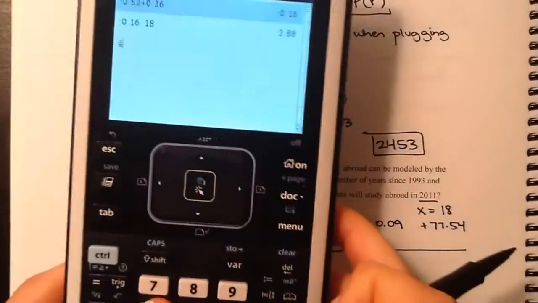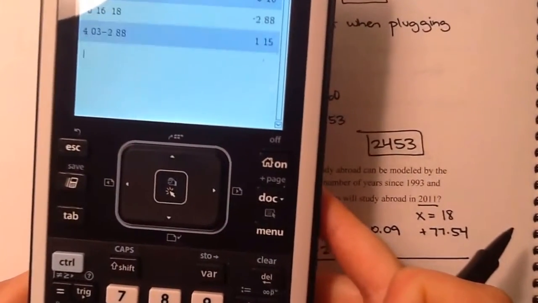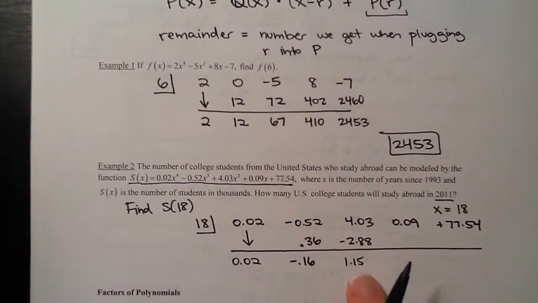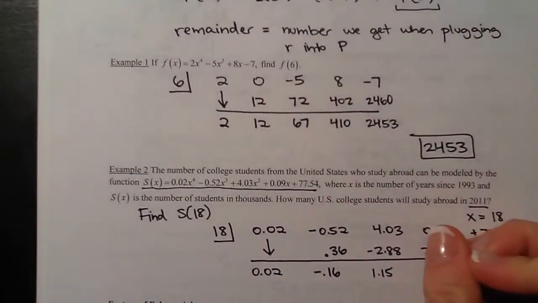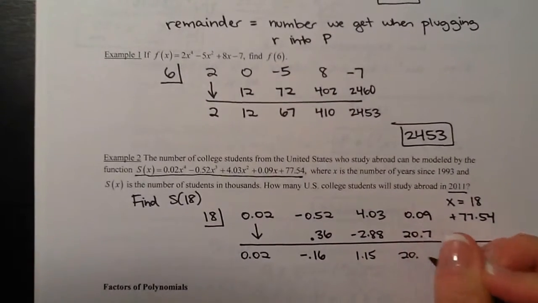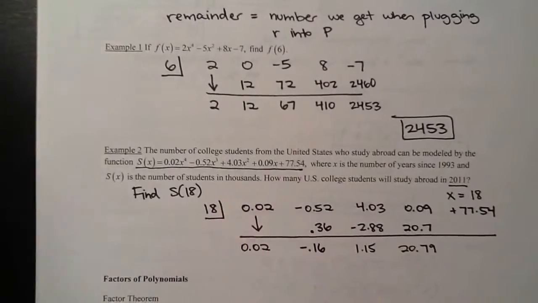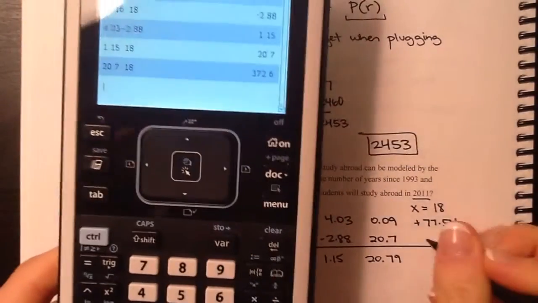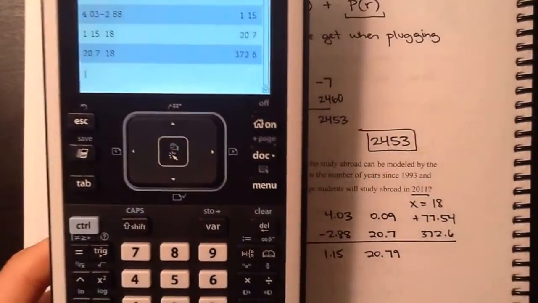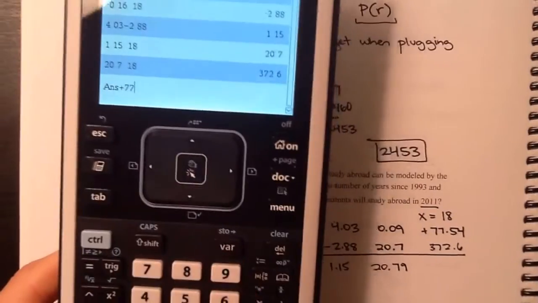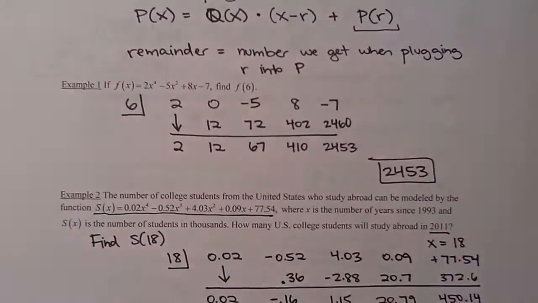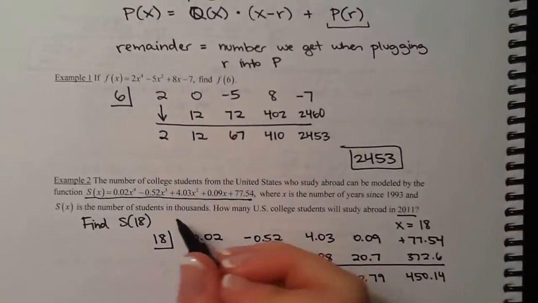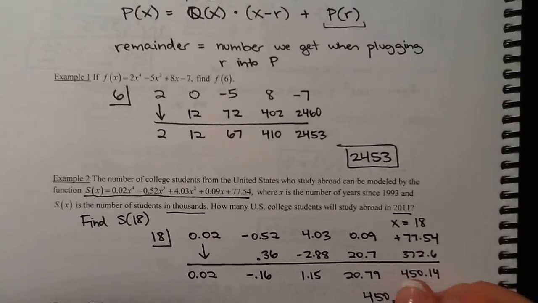Combine this column up, 1.15. Multiply that by 18, and we get 20.7. Then 20.79. Multiply that by 18, and we get 372.6, and then I can just add those 2 columns together. So take that plus 77.54. Okay, so my remainder is 450.14, so that's what I would get if I plug the 18 in. Remember this says in thousands, so my number is 450,140 students.